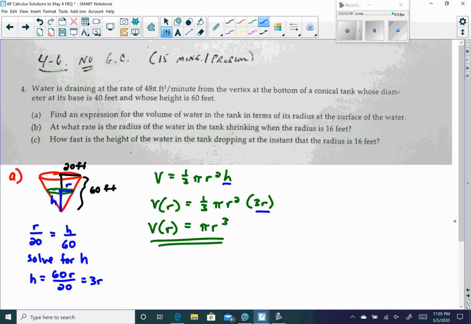Now for B, this is where we actually figure out a related rate. Because it's saying at what rate is the radius of the water in the tank shrinking, that means it's decreasing. Now normally we would see a negative sign with it, but if we use the word that it's either decreasing or shrinking, we don't need to put the negative sign there. So I'm not going to use any negative signs with the values here.